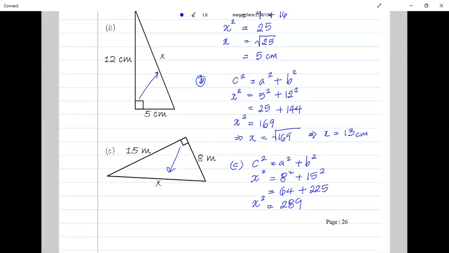So X squared is equal to 289, and the opposite of square is square root. So therefore, X is the square root of 289, which is 17 meters. All right, so please ensure that you use the correct unit. So in C, the unit is meter. Let's have a look at E and F.